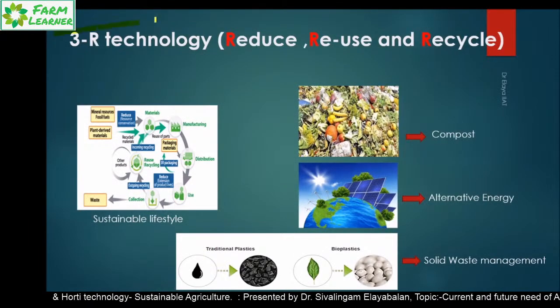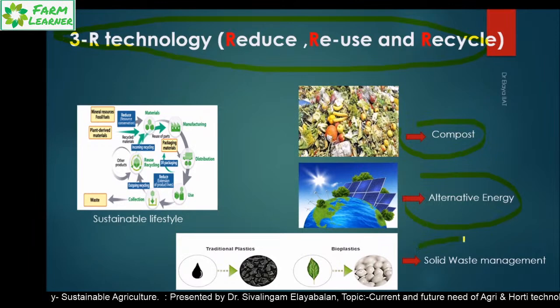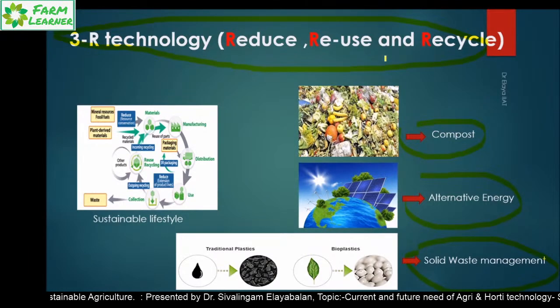So next, finally, the 3R technology. Each and every one should know compost preparation, alternative energy, solid waste management. So reduce, reuse, recycle. Reduce means if you go shopping and buy goods and vegetables or anything, they give you a plastic carry bag. In every home they are dumping plastic bags. We want to reduce, go for a cloth bag while buying repeatedly. Then the same cloth bag we can reuse. Then it is a recyclable one.